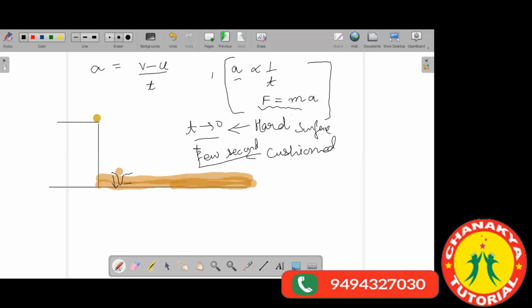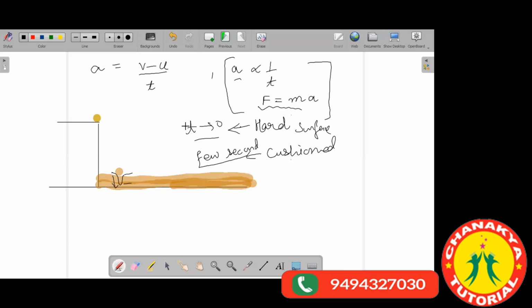But if you are falling on a hard surface, the time is very small. It's about a few milliseconds, or microseconds. Within that, there is a lot of change of velocity, so acceleration is very large. It may be about 1,000 times higher or maybe 10,000 times higher.